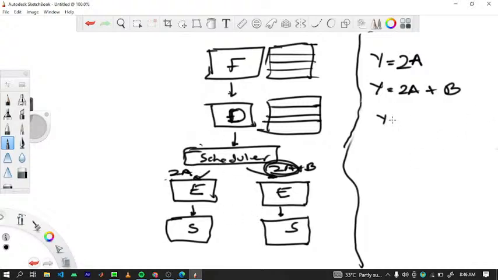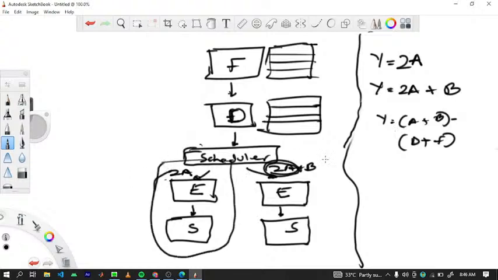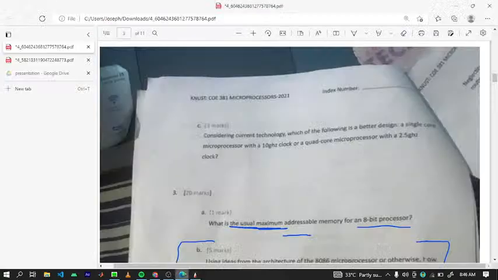But let's say you have y is equal to a plus b minus d plus f, something like this. You can send a plus b into your pipeline one, and send your d plus f into your second pipeline process. You understand? That's basically what you do.